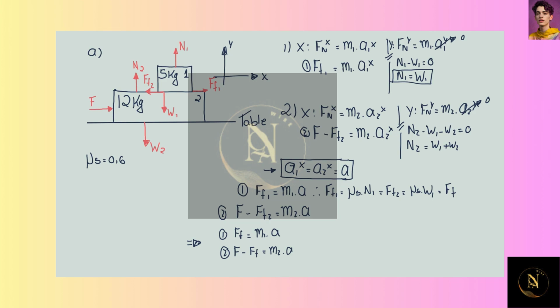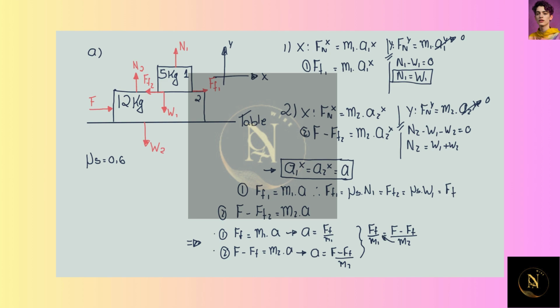Then we solve both equations 1 and 2 for the acceleration. So A is equal to FF divided by M1, and also A is equal to F minus FF divided by the mass number 2. Then we can equate both sides to get FF divided by M1 is equal to F minus FF divided by M2. Now we can solve this equation for the force F. And this gives the following.